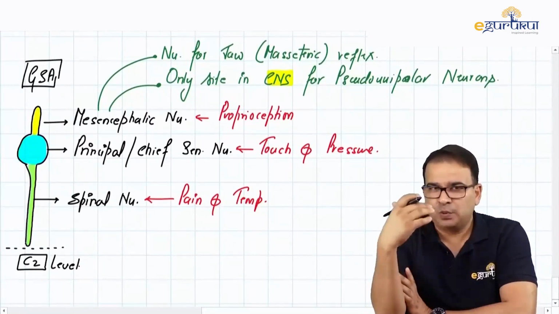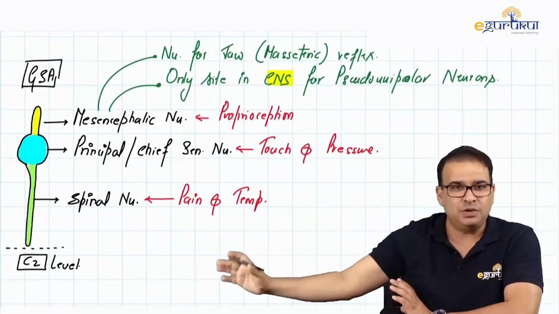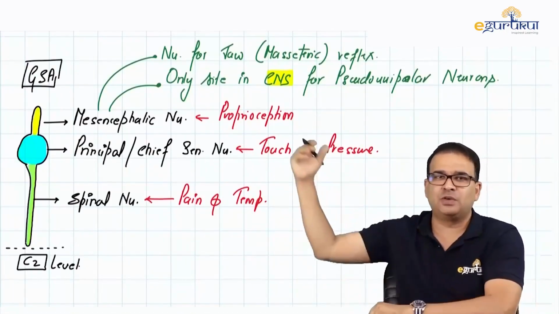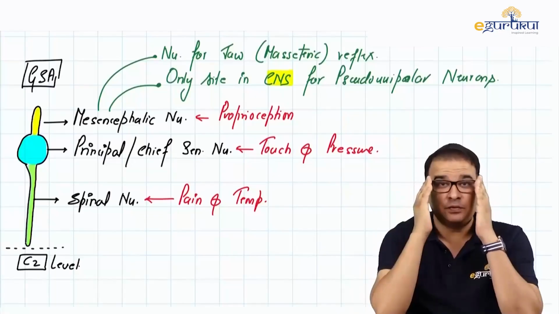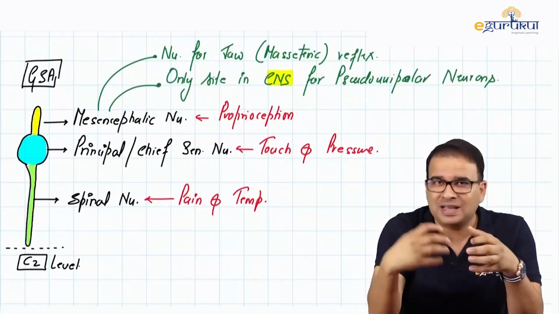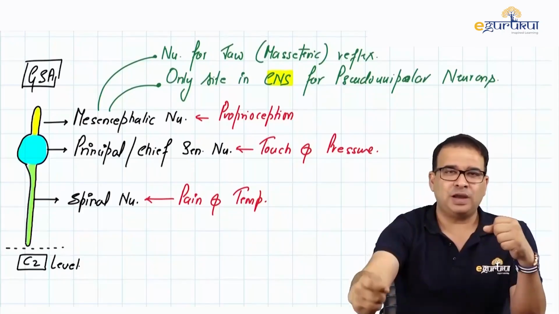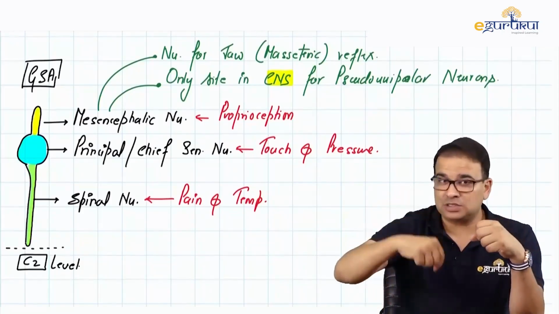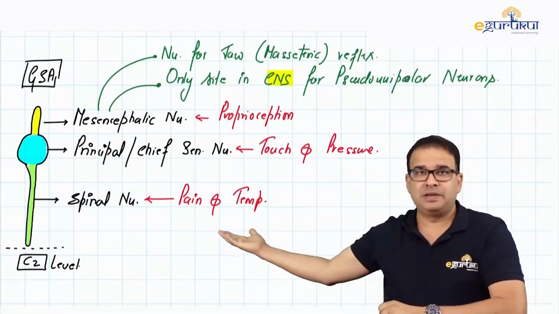And finally, which is very recent, just a couple of years back, there was another question asked from the same nuclei, but this time they shifted their focus from the mesencephalic nucleus to the spinal nucleus. The question was: which of the following sensations is not carried to the spinal nucleus? When somebody says that, the two options are easily eliminated: pain and temperature.